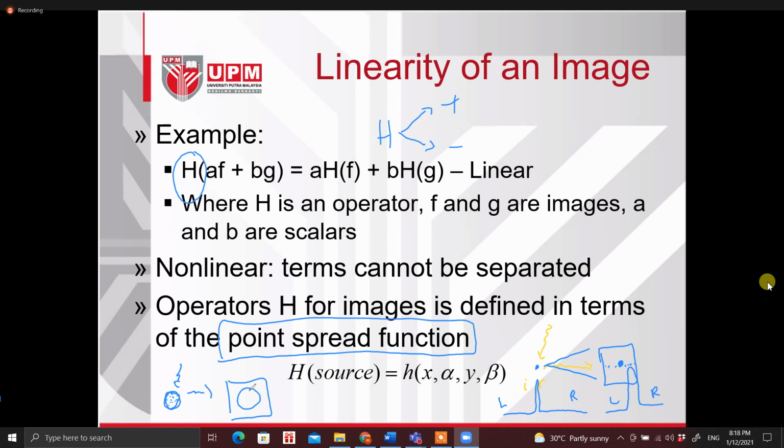So this particular operator H, which we now call a point spread function, PSF in short, relies on the original position X and Y and the relative position alpha and beta. Okay, what is X and Y and what is alpha and beta?